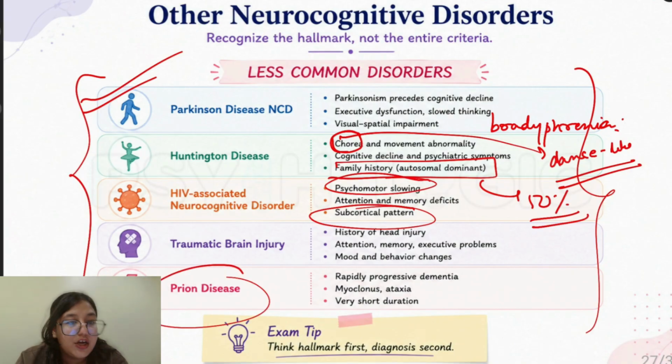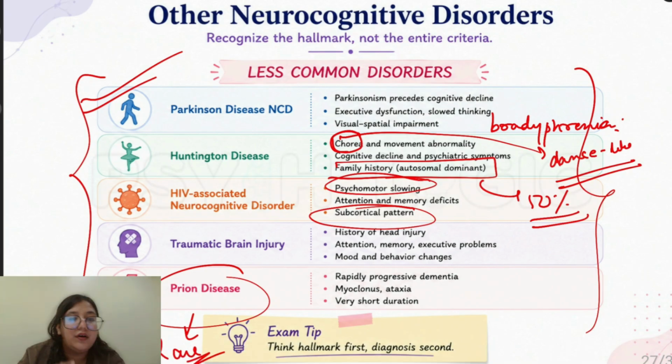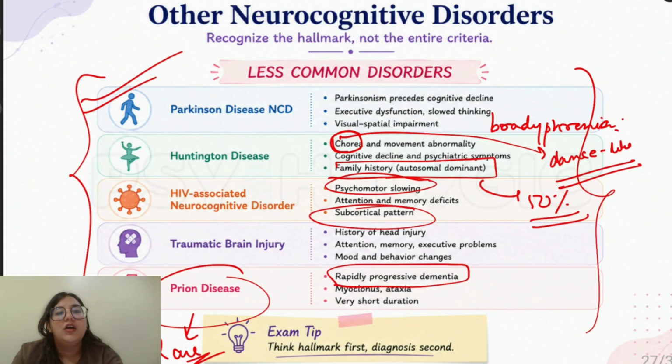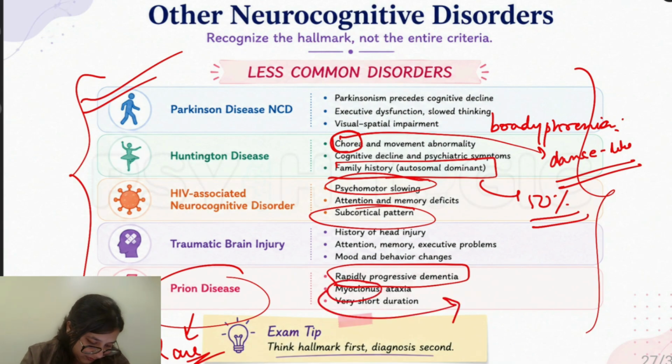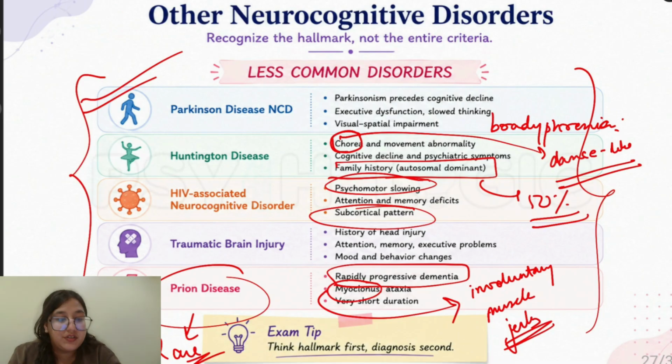And then we have prion disease. Prion disease, extremely rare. Okay, hallmark feature is rapidly progressing dementia. So the dementia that happens is very, very fast, like over weeks or months. Okay, and patients often develop myoclonus. What is myoclonus? Sudden involuntary muscle jerks. And then there is ataxia, difficulty with balance and coordination, and very, very rapid neurological deterioration. With this, we are done with the neurocognitive disorders.